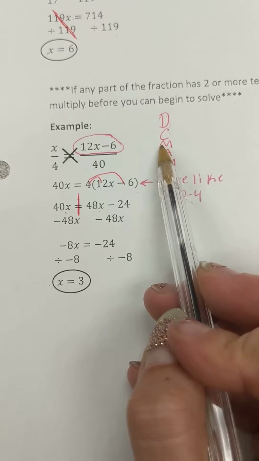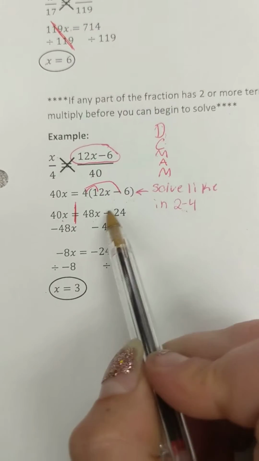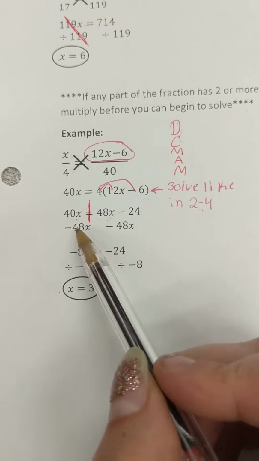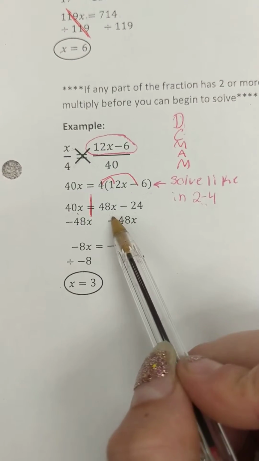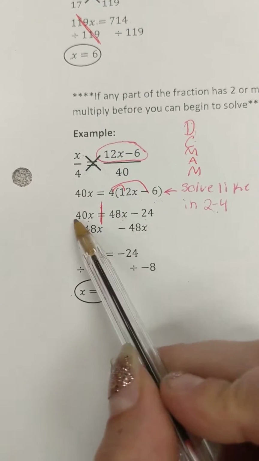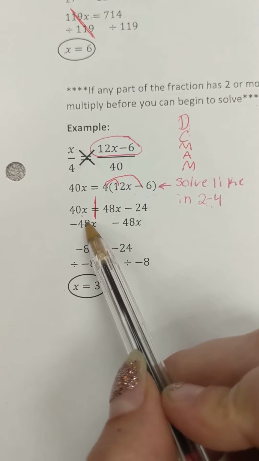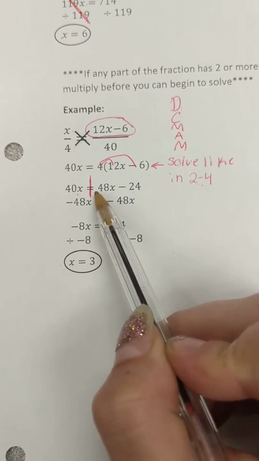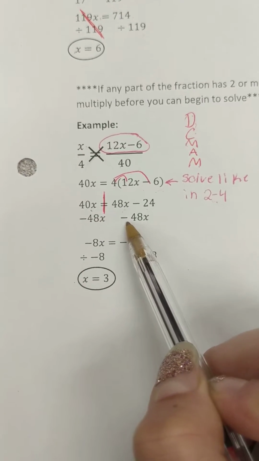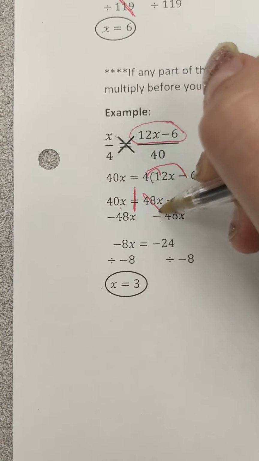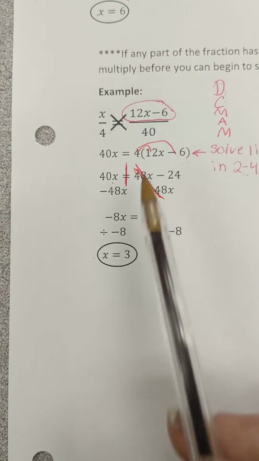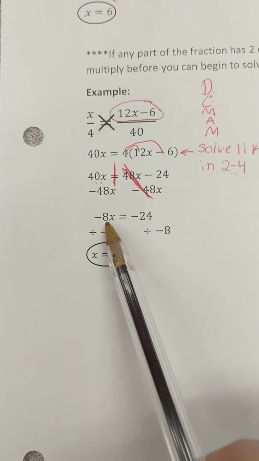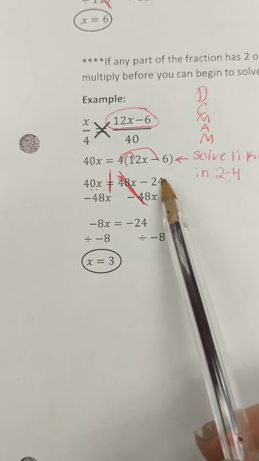This M stands for move the variable to one side. So I'm going to take this 48x and move it to the left. If you want to take the 40x and move it to the right, you could, but I would recommend you move this 48x over here to the left so that we get the x away from our constant. So since this is a positive 48x, I'm going to subtract because 48x minus 48x is 0. So I have 40x minus 48x is negative 8x equals, and all I'm left with on the right side is negative 24.